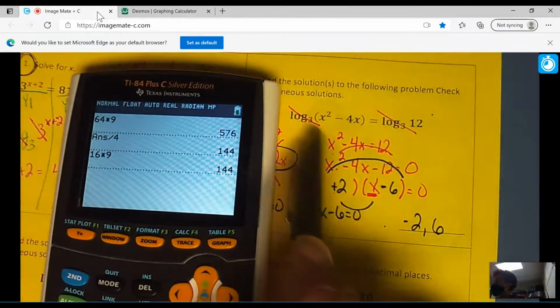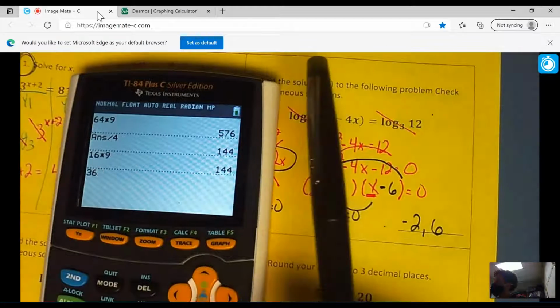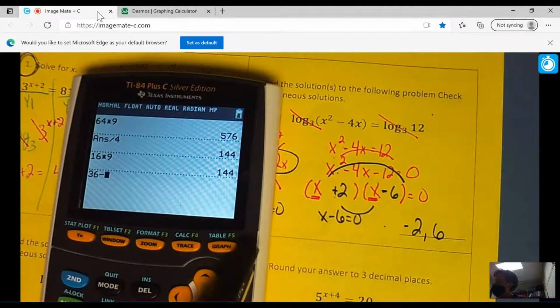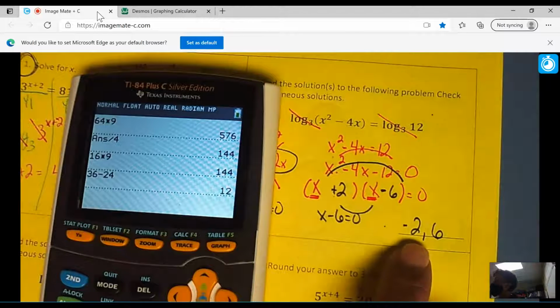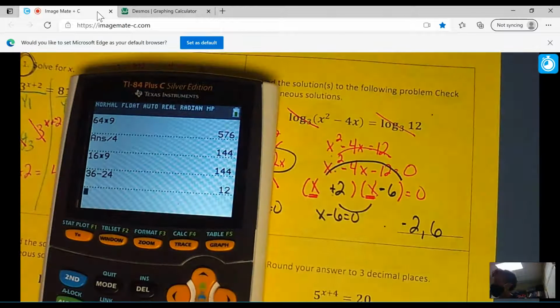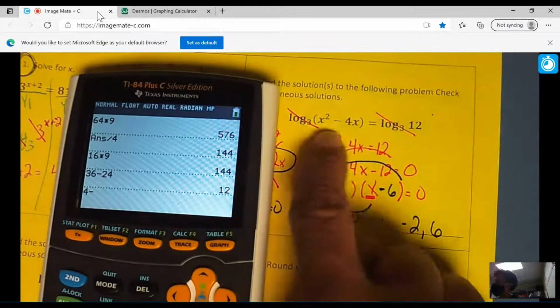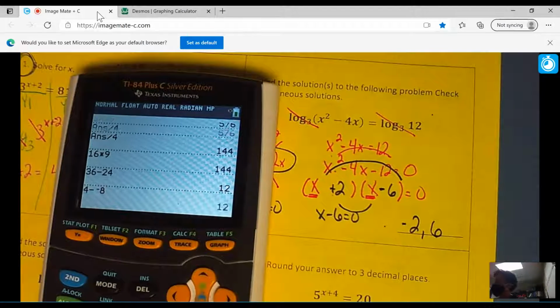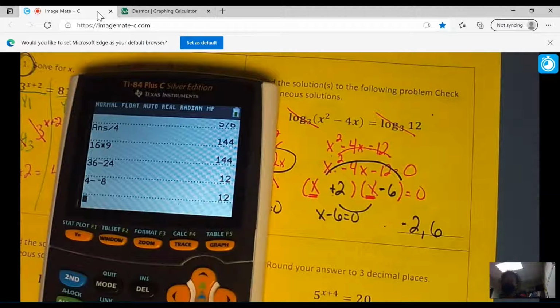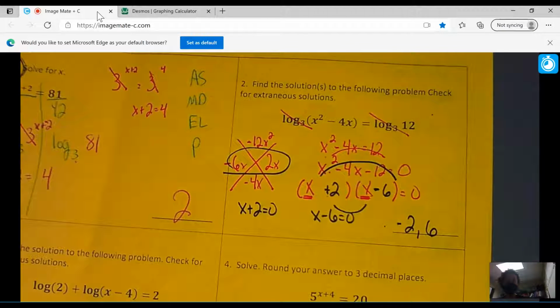So if I take 6 and square it, that's 36. And then 4 times 6 is 24. So if I take 36 and subtract 24, my argument's 12. So that's okay. If I put negative 2 in there and square it, then I get 4. There's a subtraction sign. And then 4 times negative 2 is negative 8. And again, I get a 12. So here there's no extraneous solution. So both answers is what I would be looking for if this were a multiple choice option.